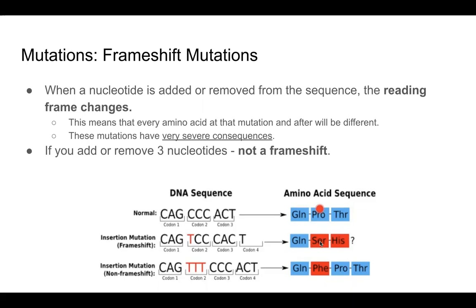And it could result in either a longer or shorter protein depending on where the stop codon is, like if the stop codon is out of place. So basically, this is probably the most harmful mutation that we've talked about, and it has very severe consequences because the protein isn't going to look anything like it was supposed to.